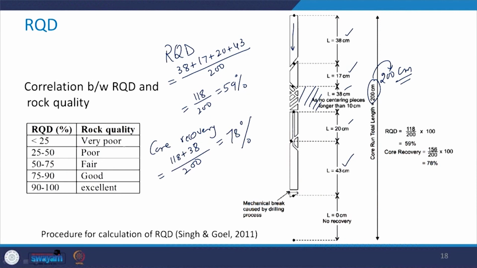That means all the pieces that have been recovered from the core along its axis have length more than 10 centimeters. Now, based upon the value of RQD, one can classify the rock quality. When you have RQD less than 25, it is very poor; between 25 to 50, poor; and so on. If it is between 90 to 100, it is excellent.